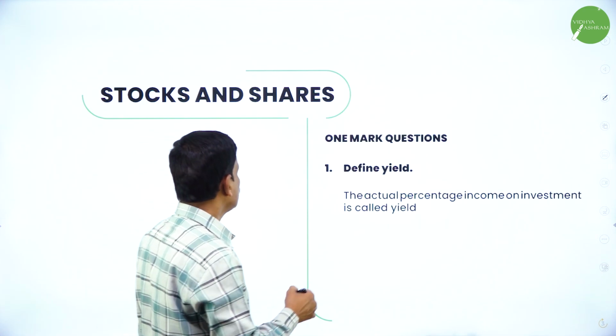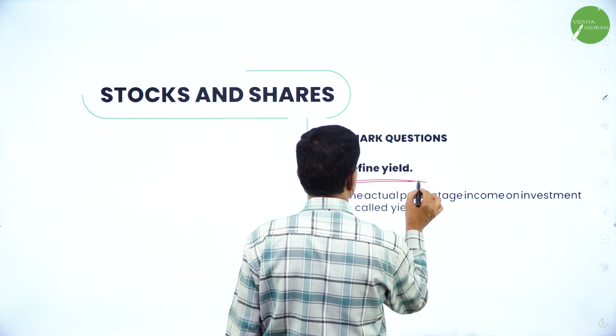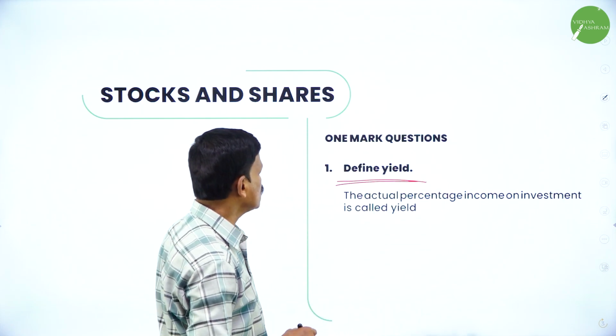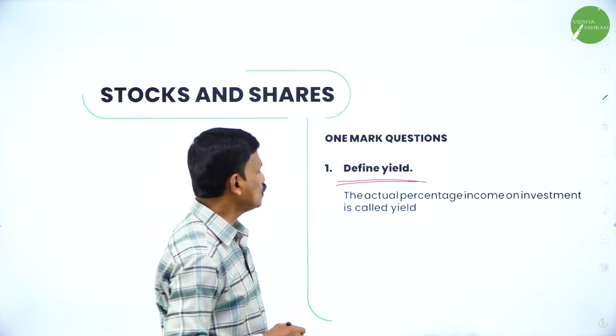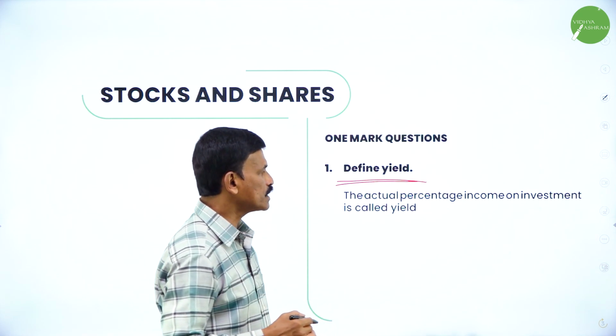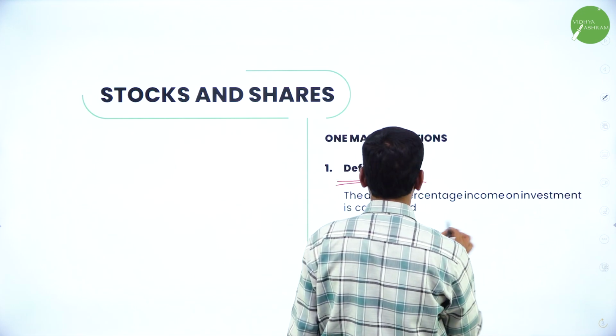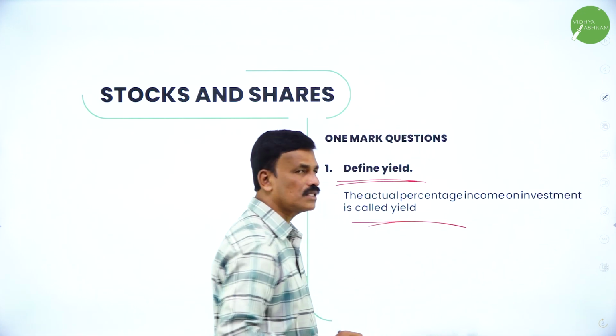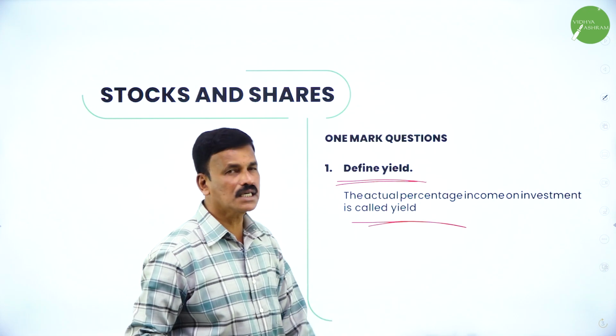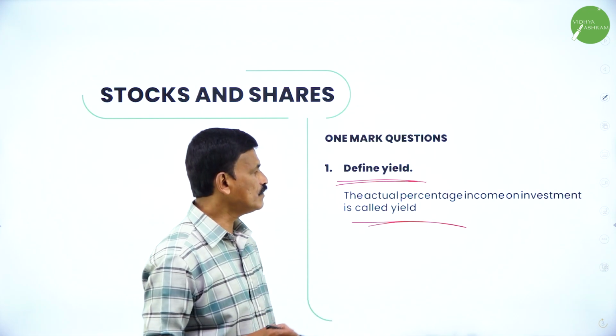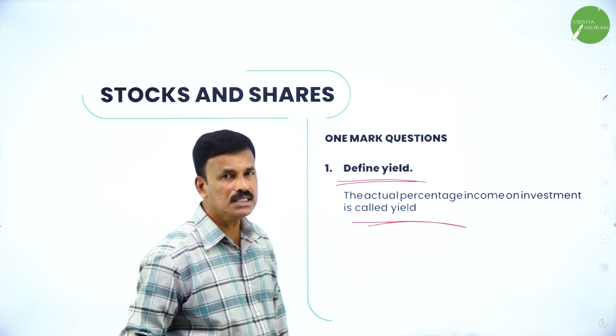This is an important definition. They may ask one definition: define yield. How to define yield? The actual percentage income on investment is called the yield. The actual percentage income on investment is defined as yield.